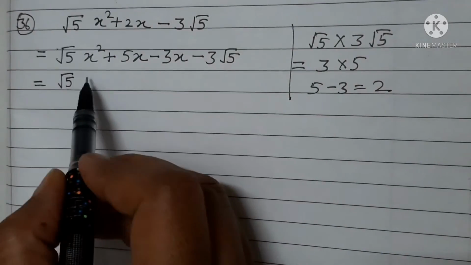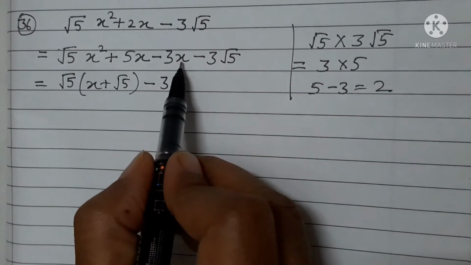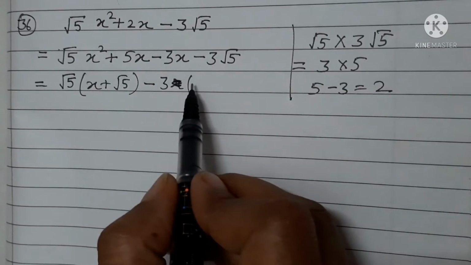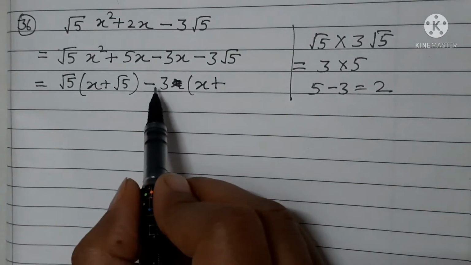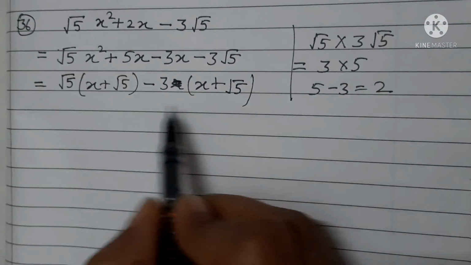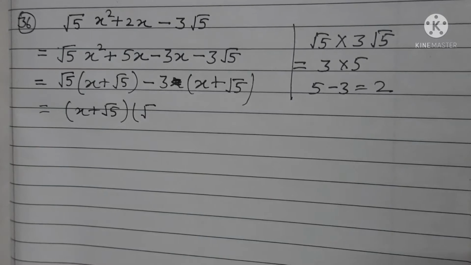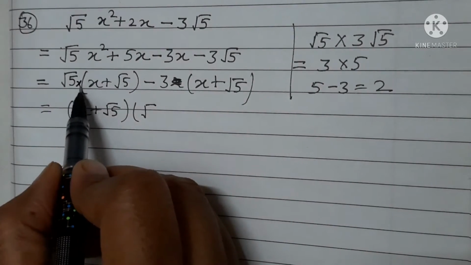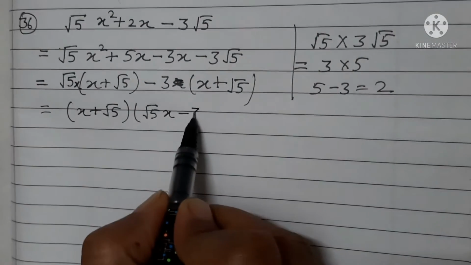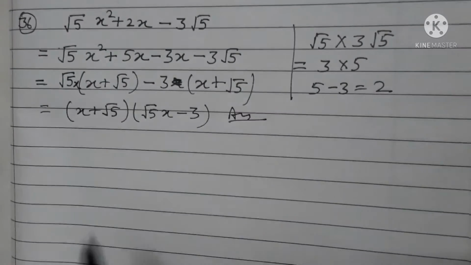From these two terms, root 5 common, x plus root 5 in the bracket. Take minus 3 common, and this will be plus because minus is taken out common, plus root 5. And x plus root 5 common and root 5 minus 3. Now insert x here because this is a square. So root 5x minus 3, the other factor, root 5x minus 3. Answer. Question number 37.